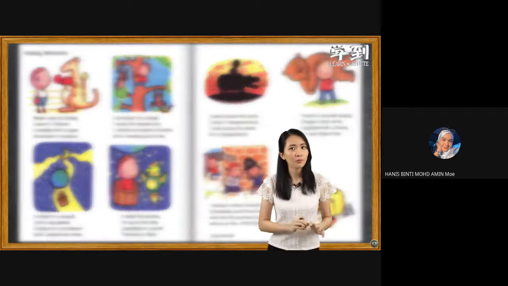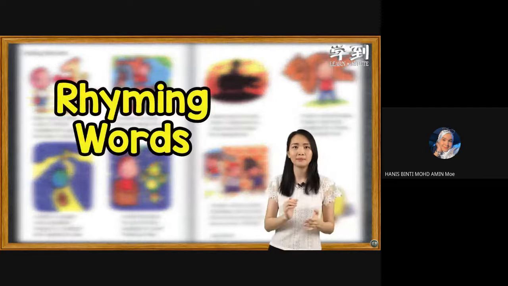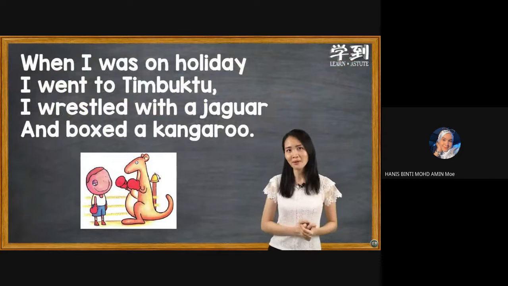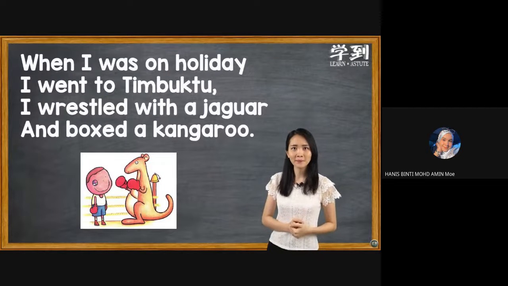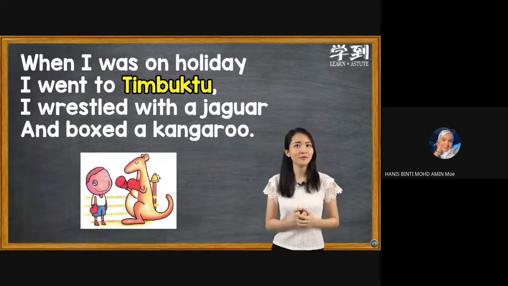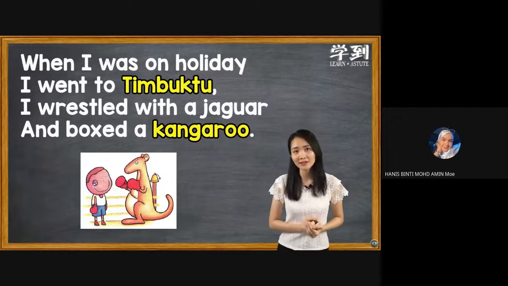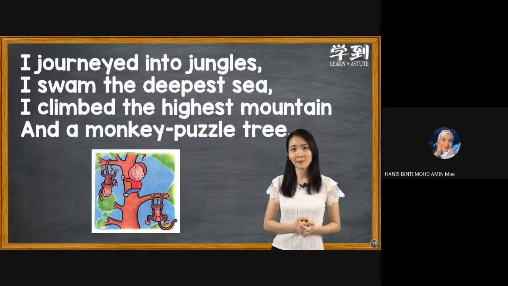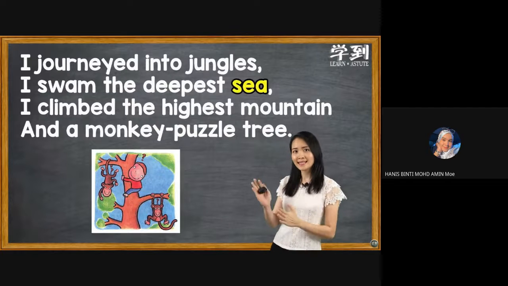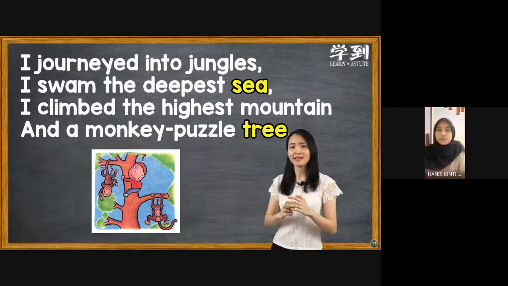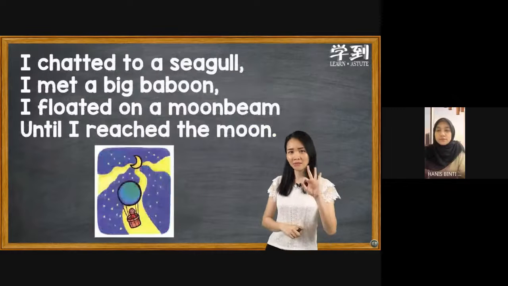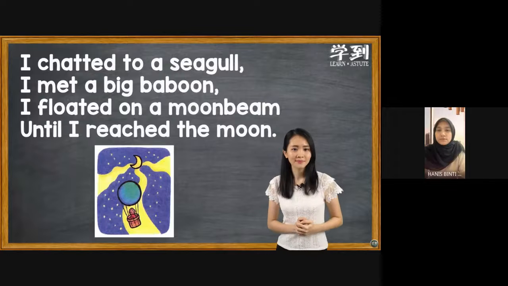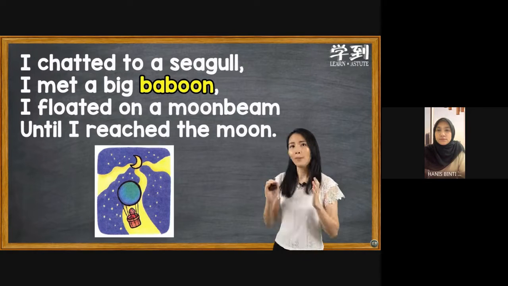Now let's look at the rhyming words in this poem. Let's look at verse 1. What are the rhyming words? They are Timbuktu, kangaroo. Very good. Now verse 2. What are the rhyming words? They are sea and tree. Well done. Verse 3. What are the rhyming words? They are baboon and moon.